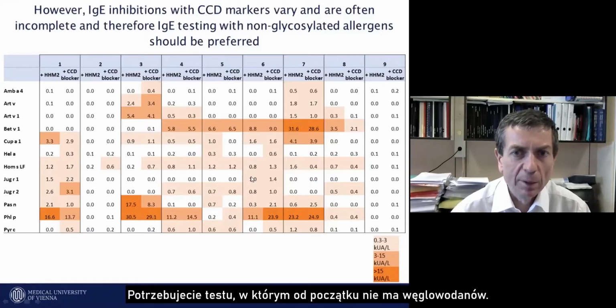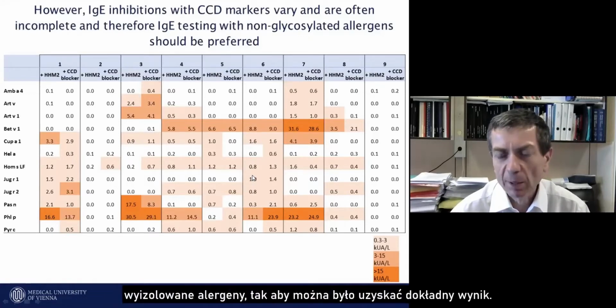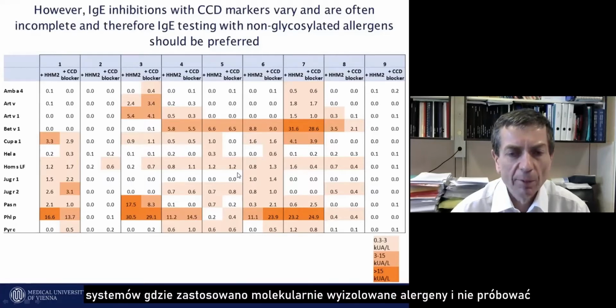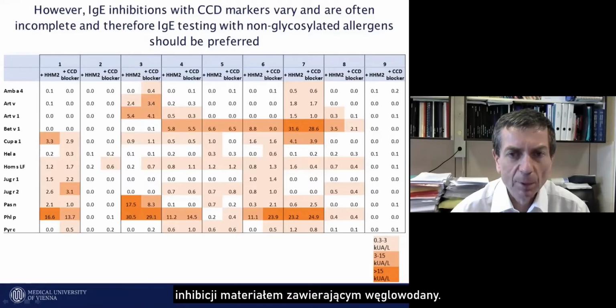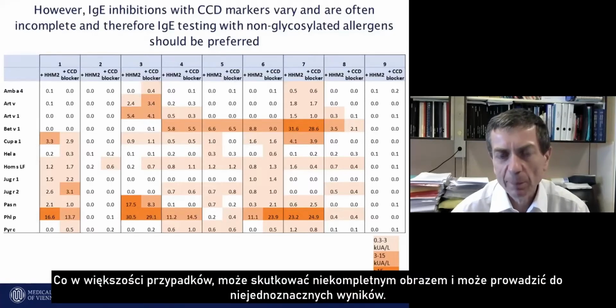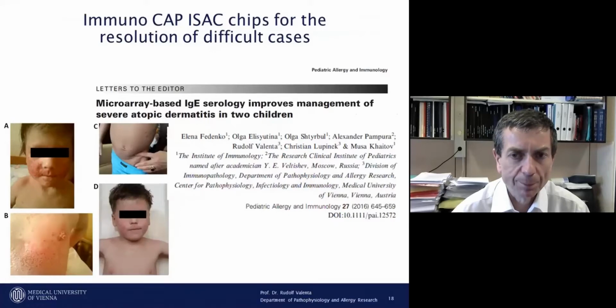What you need is a test where you have no carbohydrates in it from the beginning. That means there should be no glycosylated allergens in the test system to give a clear result. And this is why I recommend to test with systems where you have non-glycosylated allergens and do not make the attempt to inhibit with carbohydrate-containing materials. It will, in most of the cases, be incomplete and lead to inconclusive results.